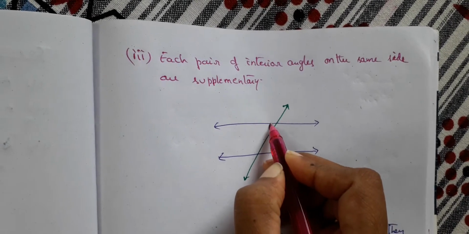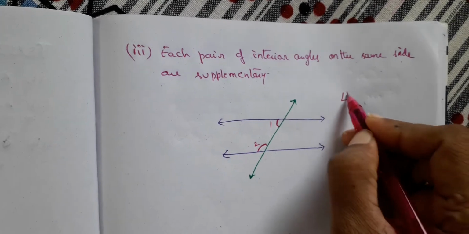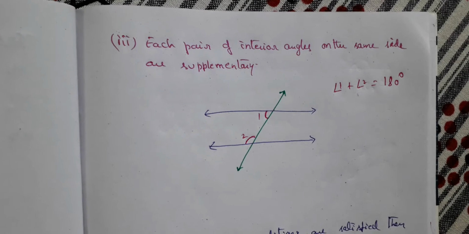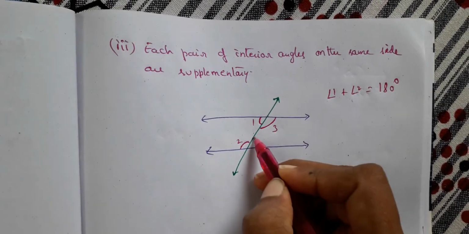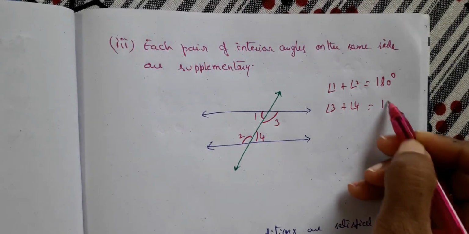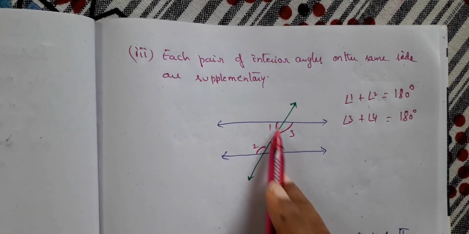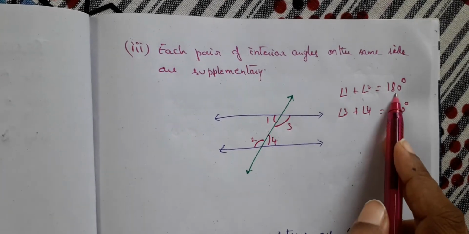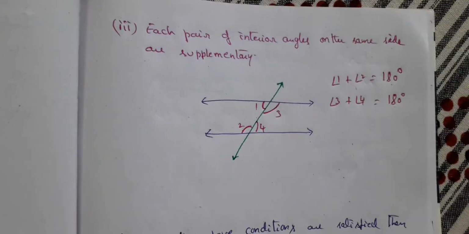So, this is on the same side. This is a pair, is it not? 1 and 2. So here what is given? Angle 1 plus angle 2 is equal to 180 degrees. And on the other side, 3, 4. So angle 3 plus angle 4 is equal to 180 degrees. So you can observe, this is an acute angle, this is an obtuse angle. Both together, when added up, according to the property, it is 180 degrees. Okay, right, take a screenshot of this.